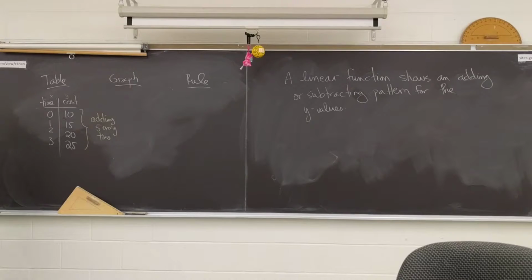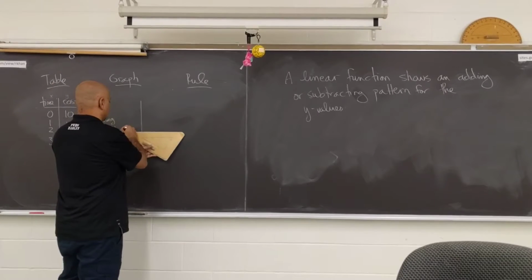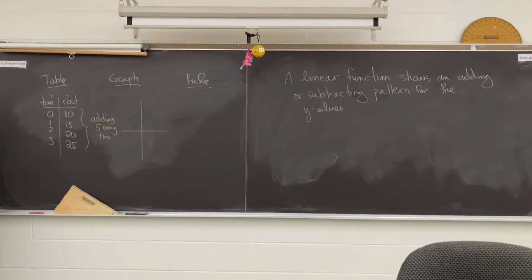So in the table, we can see patterns. If they're all the same, it's constant. If you can see that adding or subtracting, it's going to be linear. There's nothing else that looks like that. In a graph, we've already really talked about this. We kind of did a chapter on this already. How would you describe a linear function if you look at it?